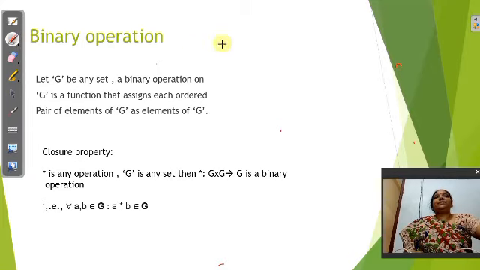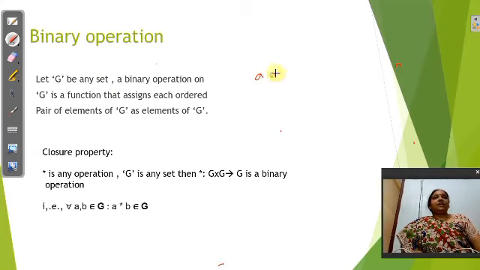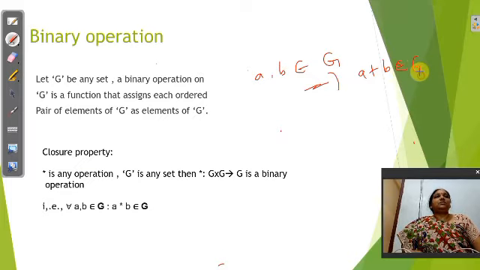For example, if a, b belongs to G, then a plus b must belong to G. If we take any two elements from G, the sum of those two elements again belongs to G, then we can say it is a binary operation. Here the plus is the binary operation.